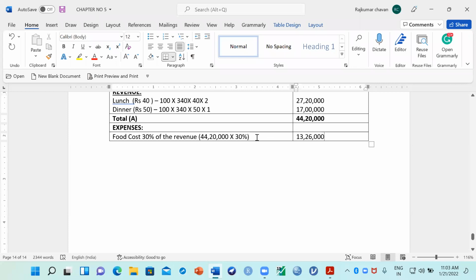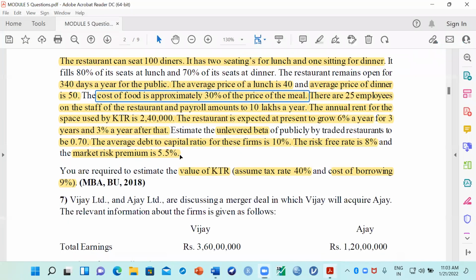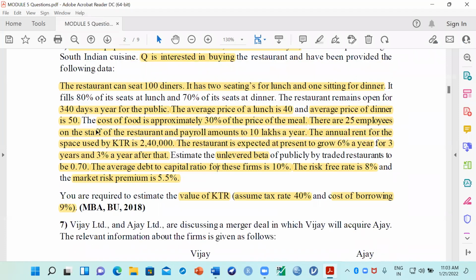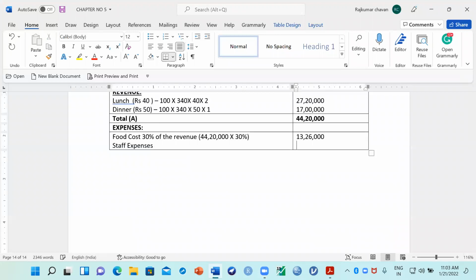Next one. After the food cost, what is the other cost they are having? That is staff expenses. What is the total salary they're paying? Can you see the staff? There are 25 employees and the total amount they are spending in a year, how much rupees? 10 lakh rupees is the total staff cost. So we can write here the total cost of staff is 10 lakh.